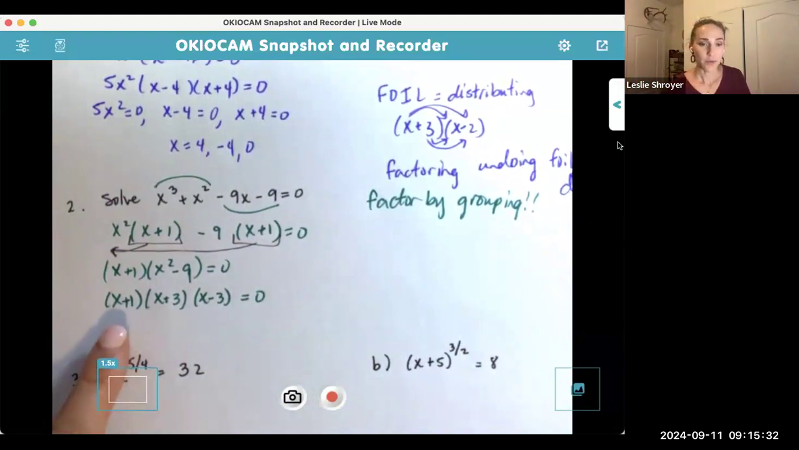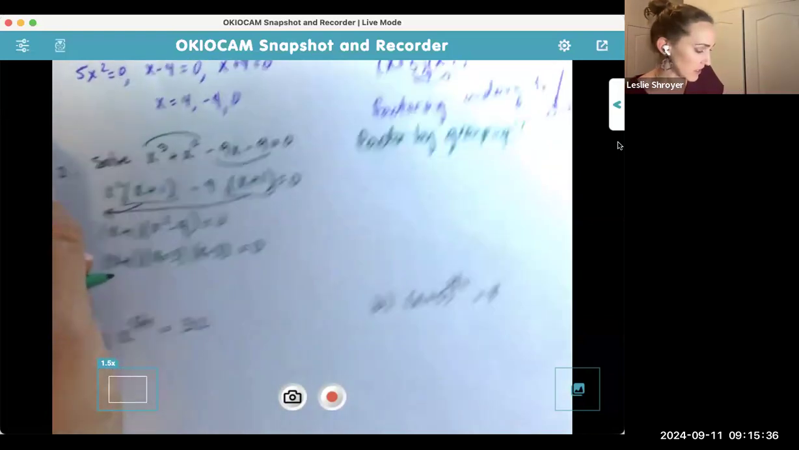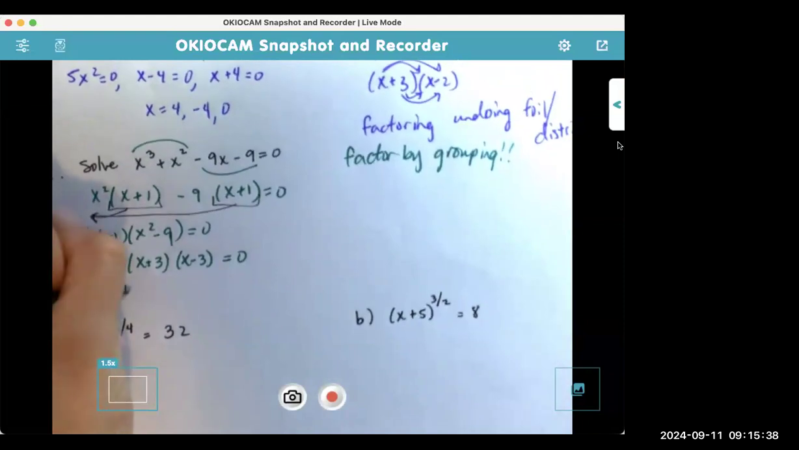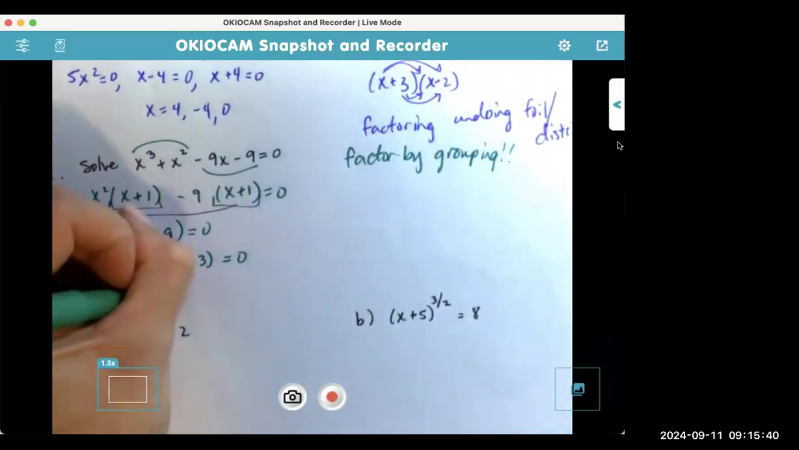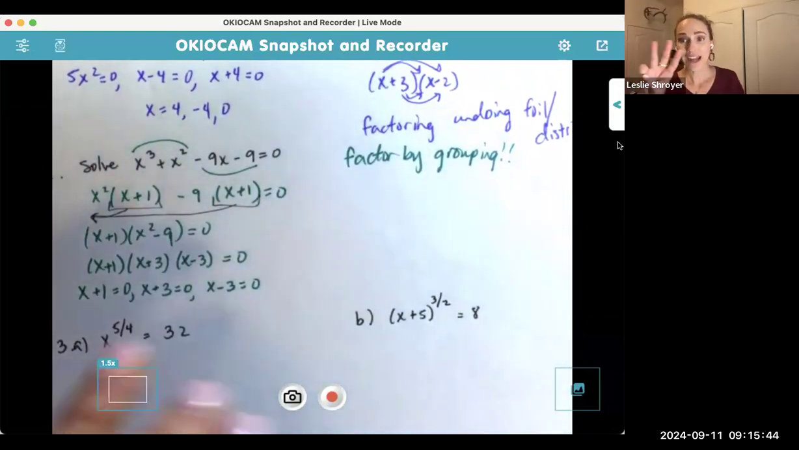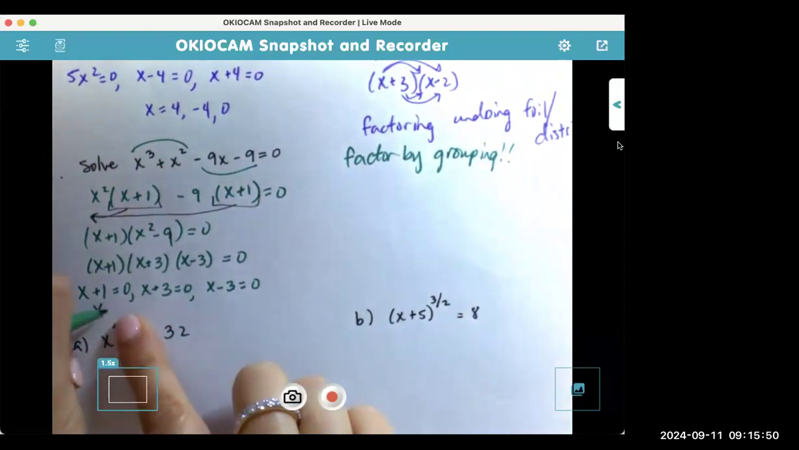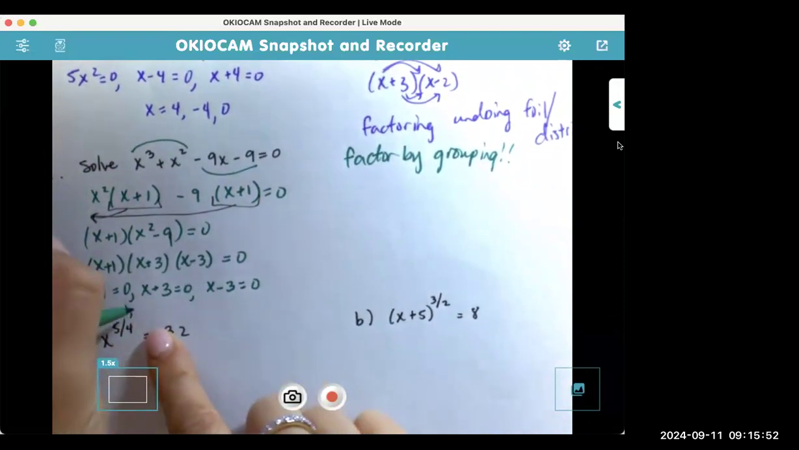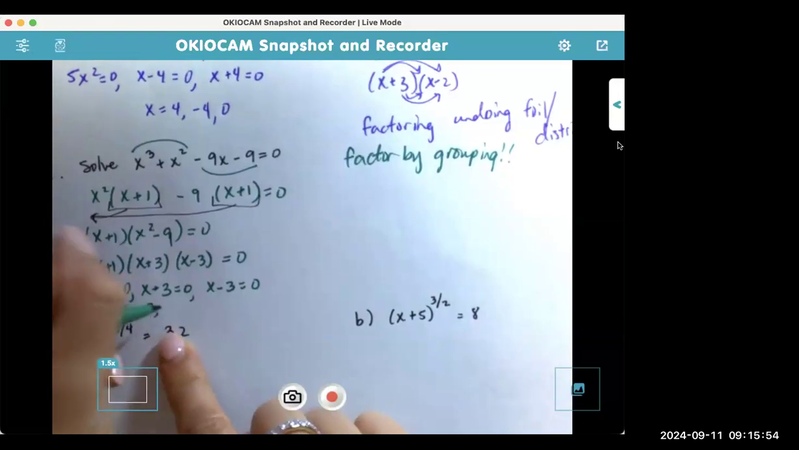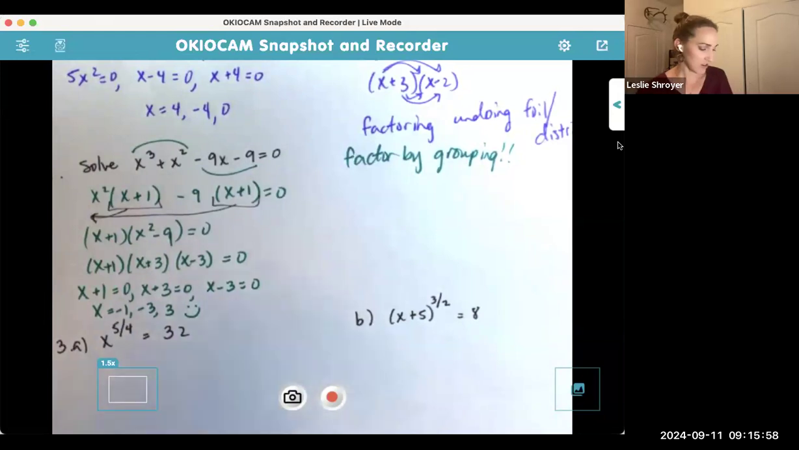The zero product principle says we take each term, set it equal to 0 and solve. So x plus 1 equals 0, x plus 3 equals 0, x minus 3 equals 0. What 3 numbers does x equal? Is it negative 1, negative 3, and positive 3? Positive 3. Yay. Perfect.